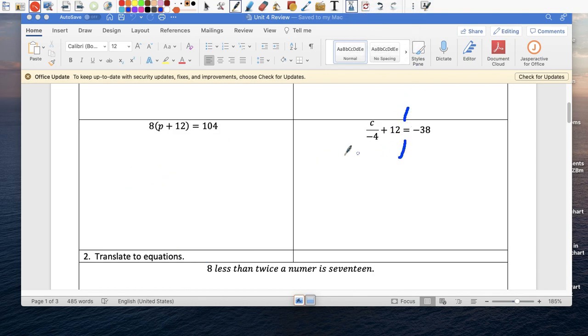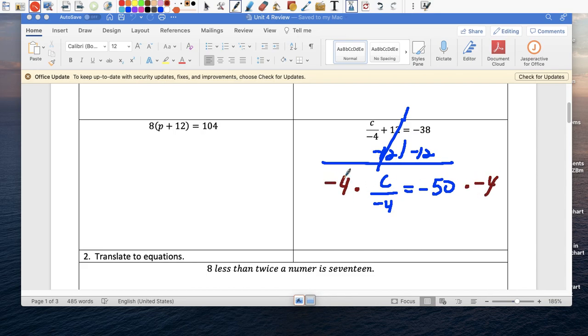Again, we're going to do minus 12. That goes away. c over negative 4 equals negative 50. We're going to multiply both sides by negative 4, and we get c equals 200.